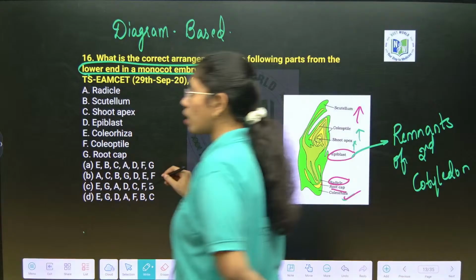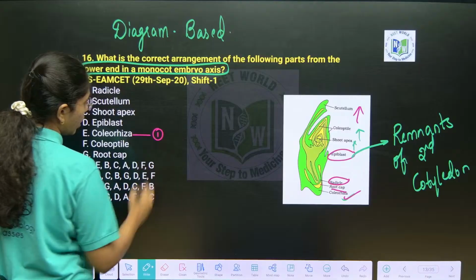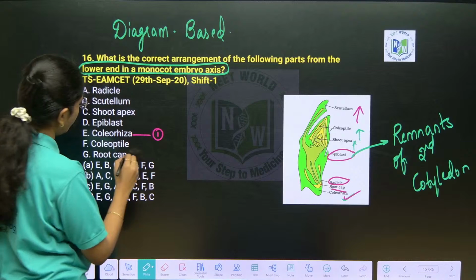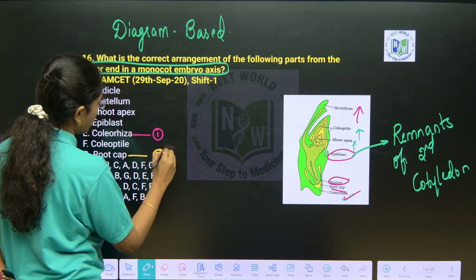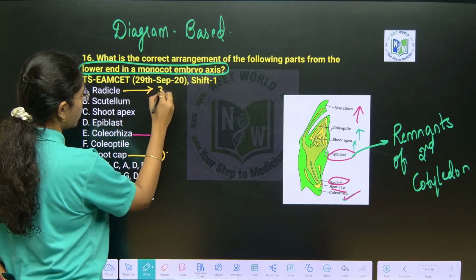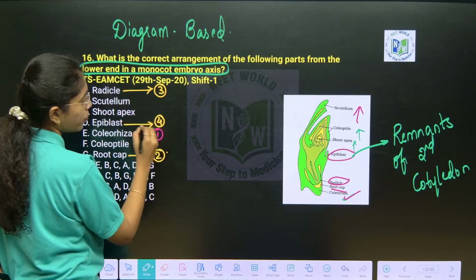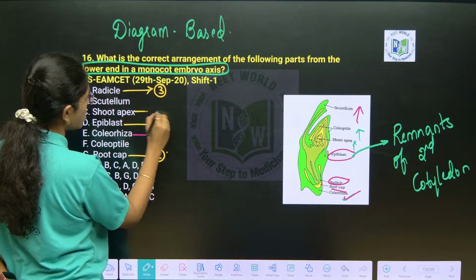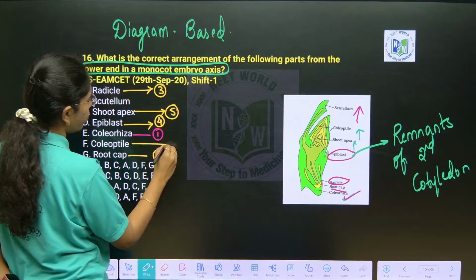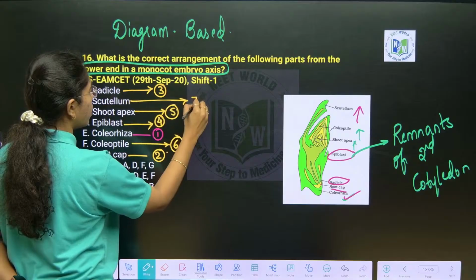Now, you start organizing this in sequence. First is what? Coleorhiza, second will be what? Root cap. Coleorhiza, root cap, above which you have radicle, above which you have epiblast, above which shoot apex, above shoot apex you have coleoptile, above coleoptile you have scutellum.